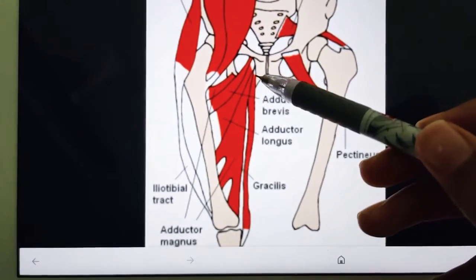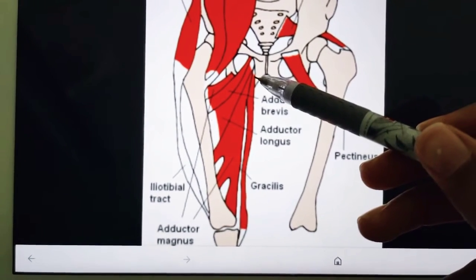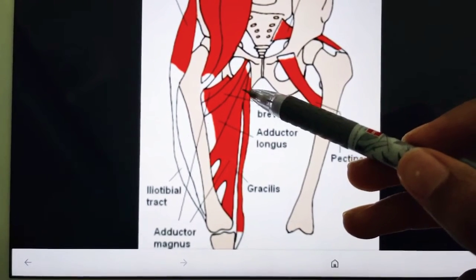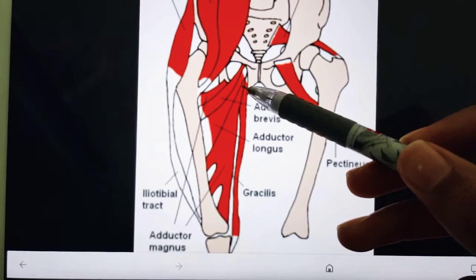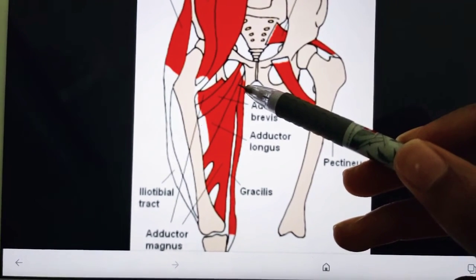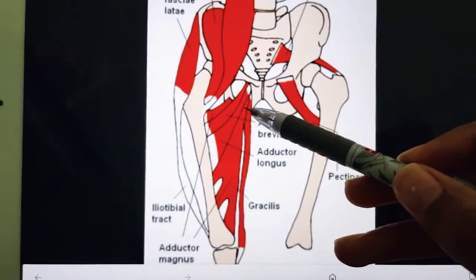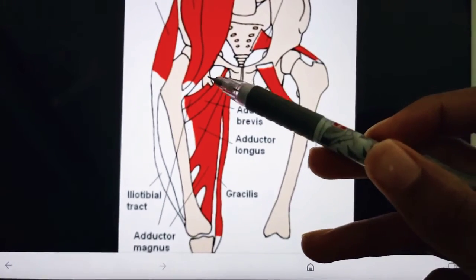You can see Adductor Magnus here. It's getting its origin from the inferior lateral part of the ischial tuberosity. Here's the ischium and here's the ischial tuberosity. From the ischial tuberosity it will get its origin, and also from the ramus of ischium, and also from the lower part of the inferior ramus of pubis. So you can say simply that Adductor Magnus is also getting its origin from both pubis and ischium.